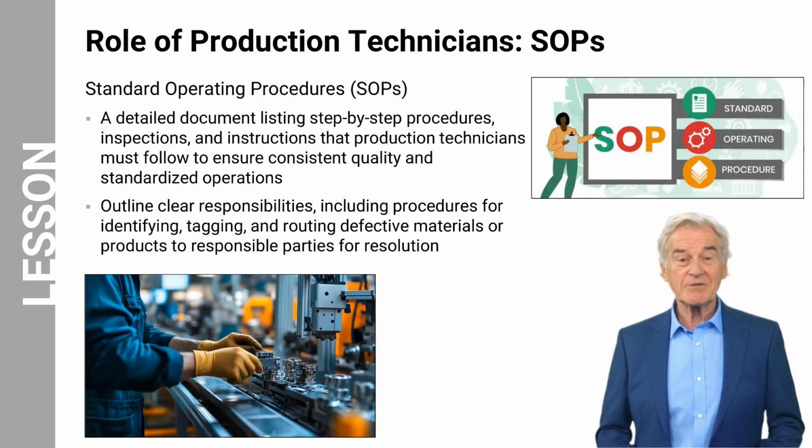Production technicians are extensively involved in product quality. One example is that they oversee a process involving several steps and procedures. The document that lists all the sequence of events, procedures, inspections, and instructions is called the Standard Operating Procedures, abbreviated as SOP. These comprehensive documents provide detailed step-by-step guidance for production technicians to maintain consistent quality and standardized operations. SOPs specify exact procedures for inspections and quality control tasks while clearly defining responsibilities, including specific protocols for handling defective materials through proper identification, tagging, and routing to appropriate parties for resolution.